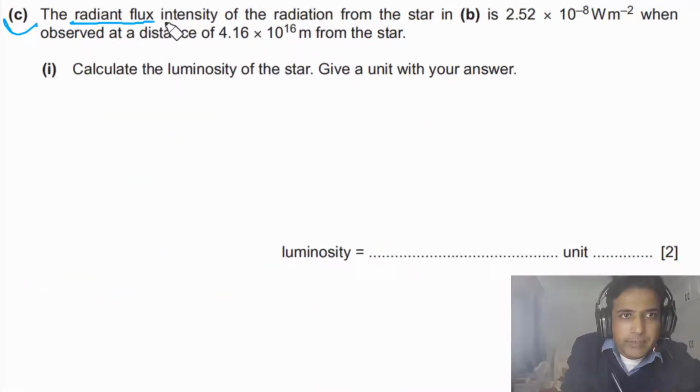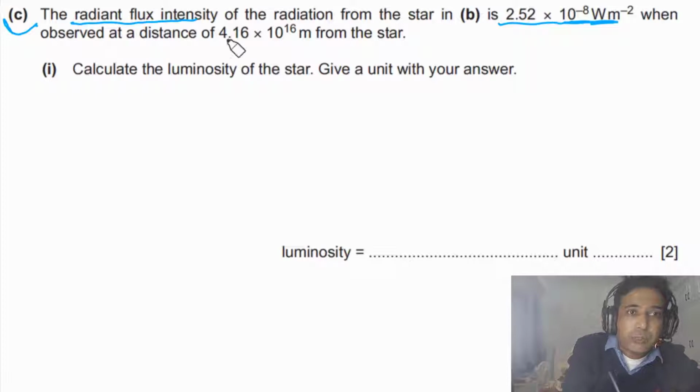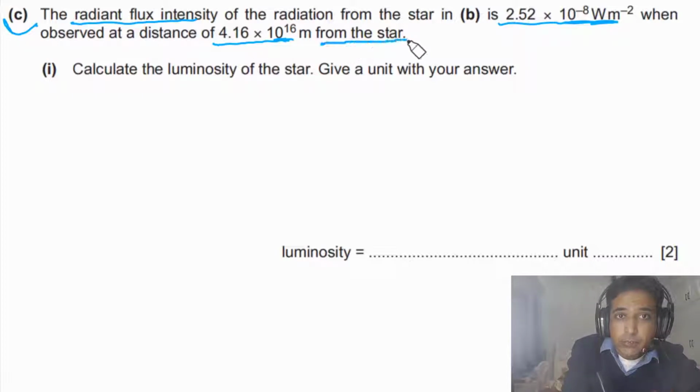Part C says the radiant flux intensity of the radiation from the star in B is 2.52 times 10 to the minus 8 watts per square meter when observed at a distance of 4.16 times 10 to the 16 meters from the star. Calculate the luminosity of the star. Give a unit with your answer.